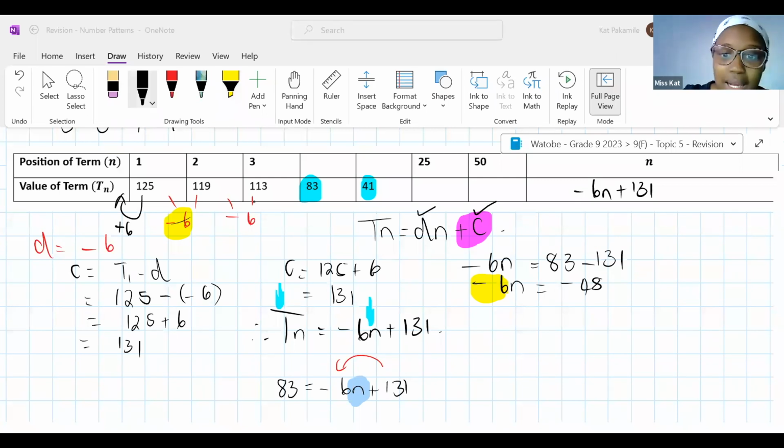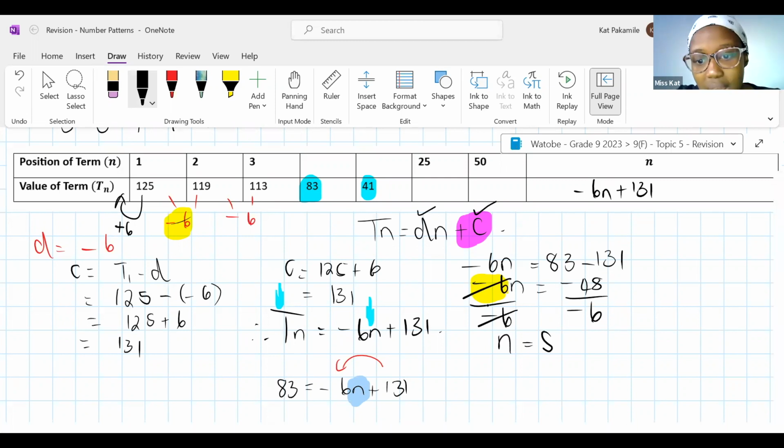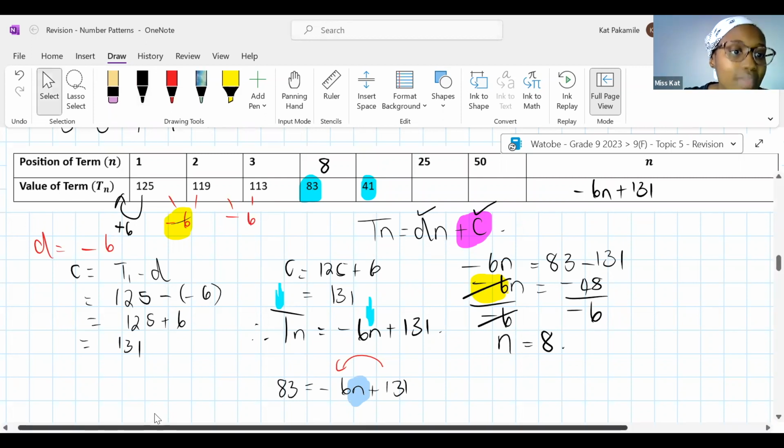Divide, thanks Tepang and Amahle. We divide by what you do on the one side, you have to do on the other side. So we divide by negative 6, divide by negative 6. Negative 6 and negative 6 will divide into each other. Therefore, n will be 8. So in position 8, thank you, Paul.